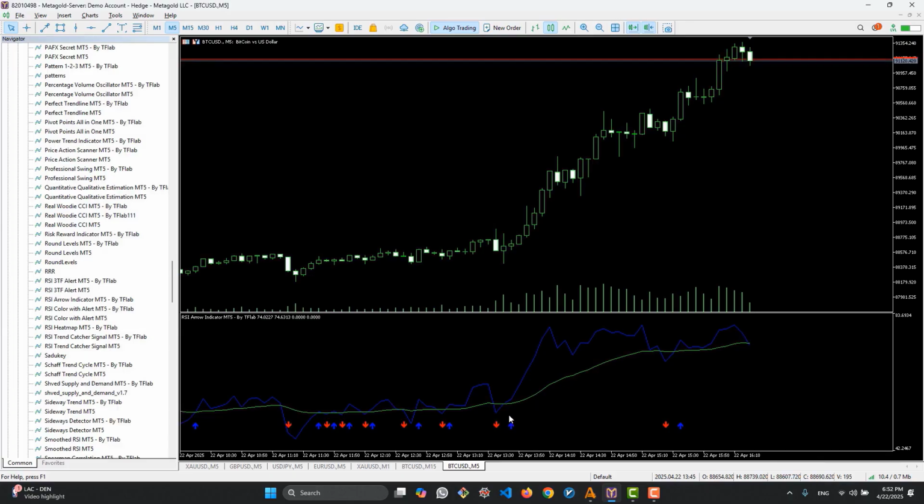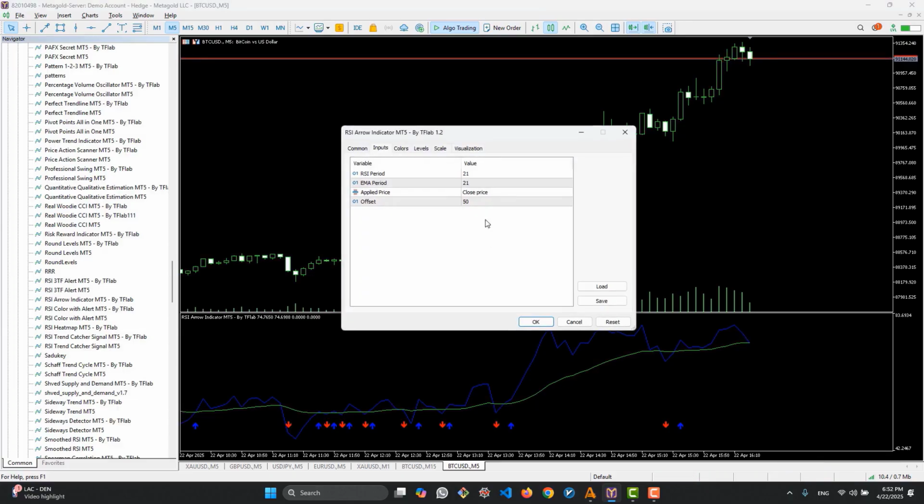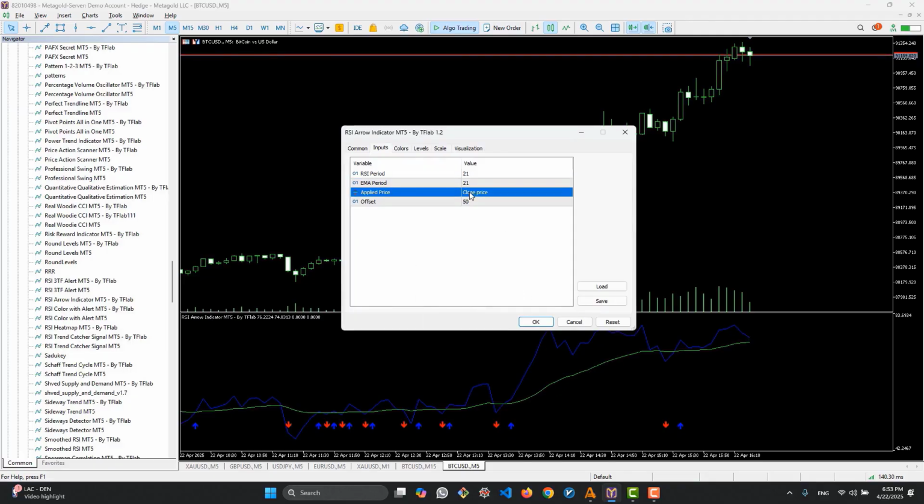Let's go over the settings of this indicator together. The first option in the settings is the calculation period of the RSI indicator, which we can specify here. The next option is the period of the green moving average, which we can also set. The next option is the price type on which the calculations are performed.